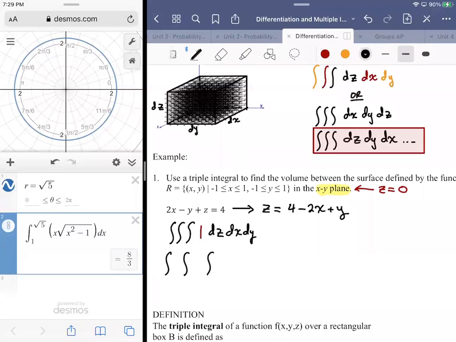So for the z's, I'm going from 0 to the z function, which is variable, based off the plane 4 minus 2x plus y. And I still have the 1, the dz, dx, dy. I just need those other bounds. Fortunately, I have those other bounds. It's rectangular. -1 to 1 for both the x and the y. So next up is the x's, then the y's.